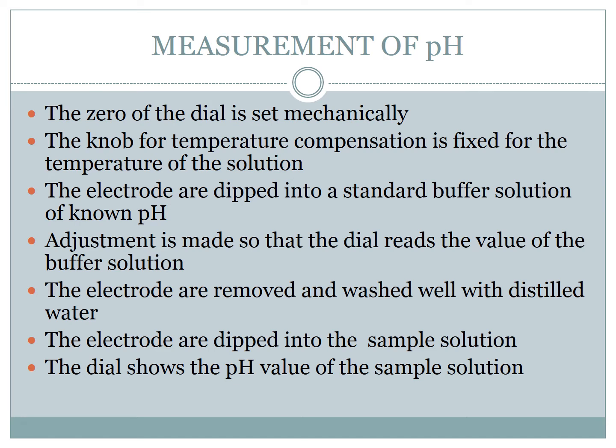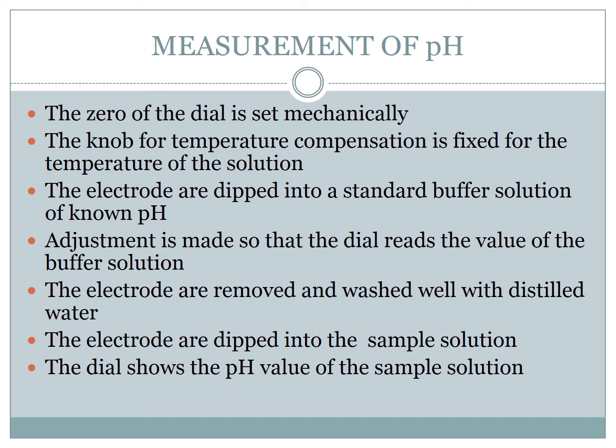Firstly, for example, if you take an instrument, first of all we need to set the dial to 0. After that we need to fix the knob for the temperature at the temperature of the solution. After that we need to put the electrode into the standard buffer solution of known pH. For example, if you need to check the pH of any solution, first of all we need to have a known buffer solution and check its pH, and after that we need to adjust the pH.